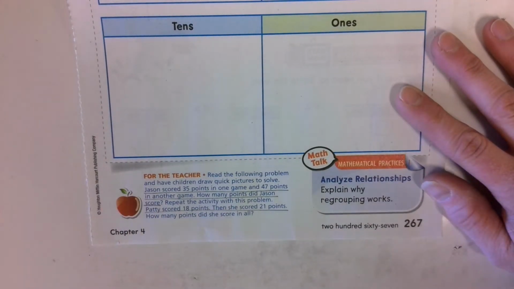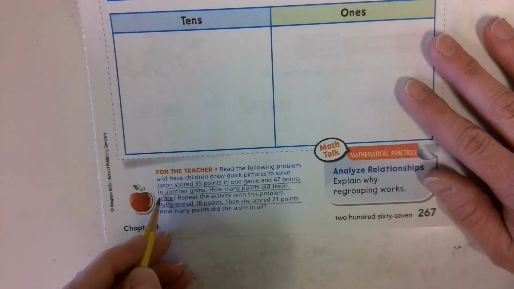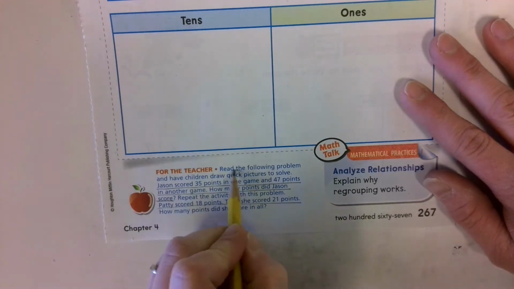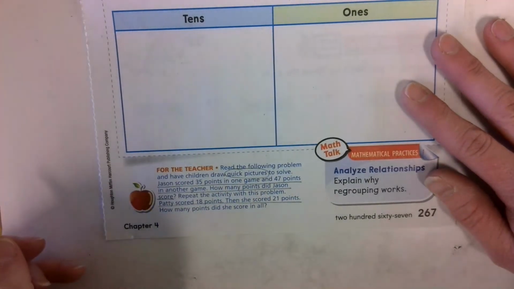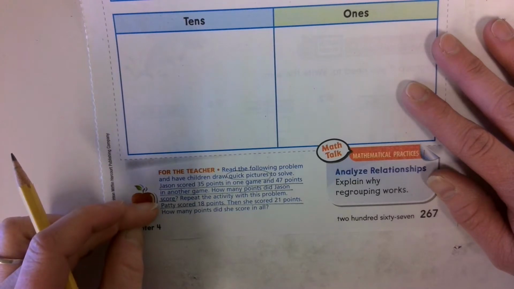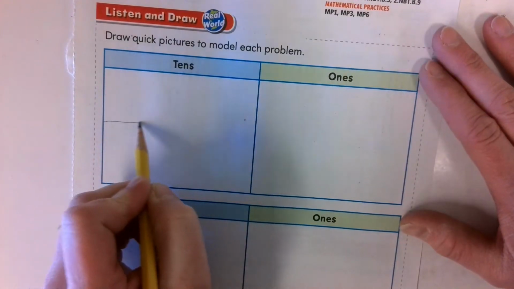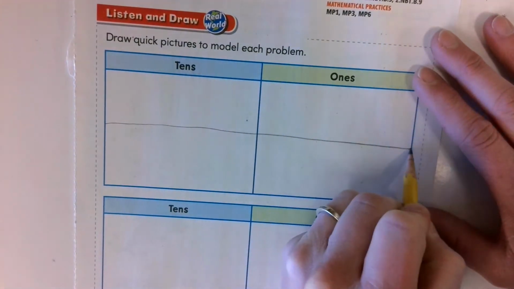Jason scored 35 points in one game and 47 points in another game. How many points did Jason score? And they want us to draw quick pictures to solve. So of course we are adding, we are joining together, and our numbers are 35 and 47. And they want us to draw quick pictures. So when we're adding, I like to put another line here.